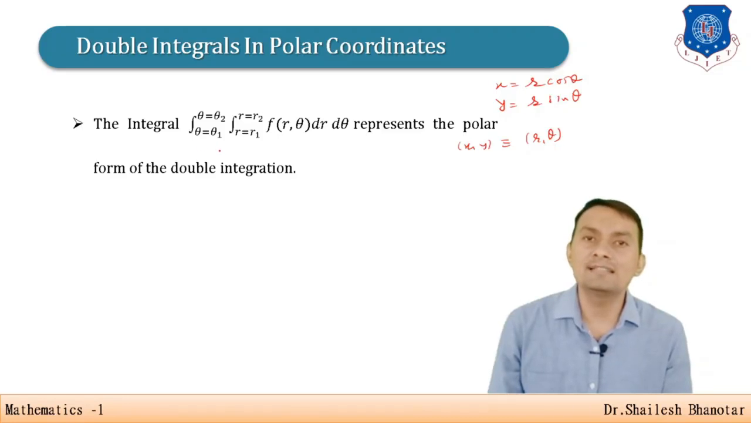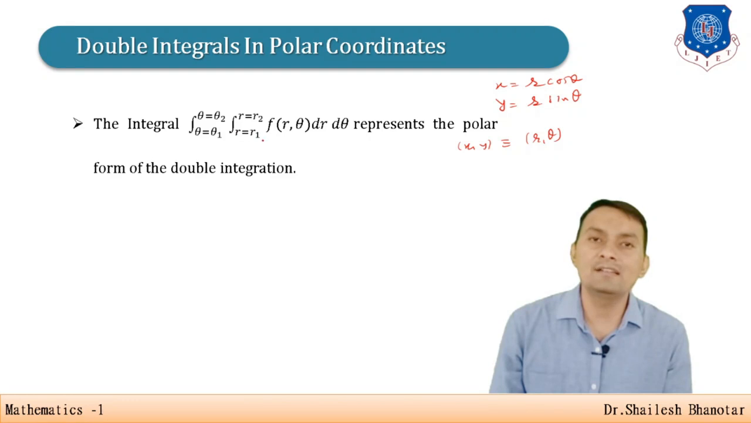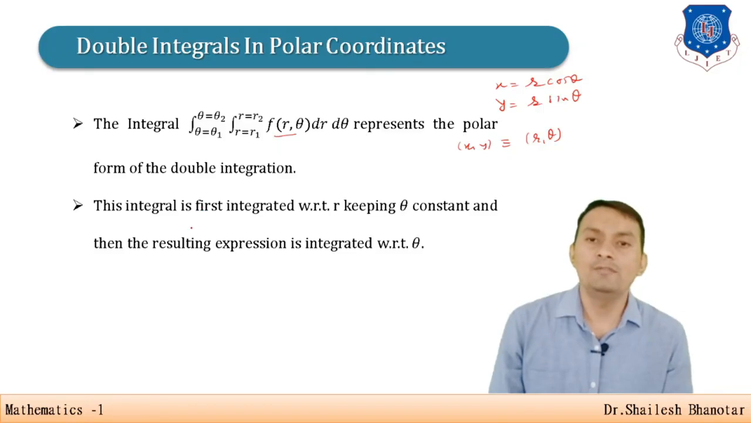Whenever we write a double integration, our interior limit is r equal to r1 to r2 and the outer limit will be the angle integration, theta equal to theta 1 to theta 2, of f of r theta dr d theta, where x is replaced by r cos theta and y is replaced by r sin theta. So you will get the function in terms of r and theta, and that represents the polar form of the double integration. We first integrate with respect to r keeping theta constant, and after that we integrate with respect to theta.